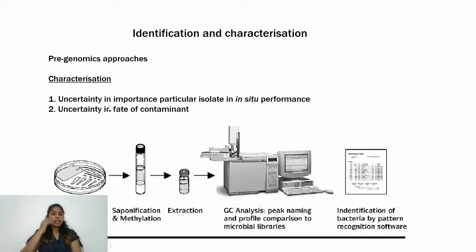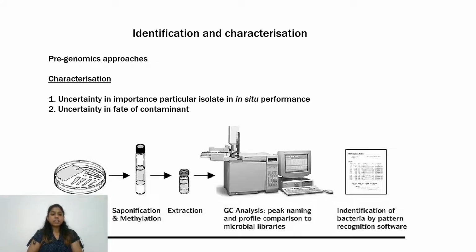In characterization, there are a lot of uncertainties involved, because we do not know how the particular isolate will behave. Isolate here means a particular strain of bacteria or other microorganism that is isolated from the overall environmental sample. We will not know how that isolated sample will behave under in situ conditions, that is, when we use it for bioremediation at a particular site in contaminated soil or water.